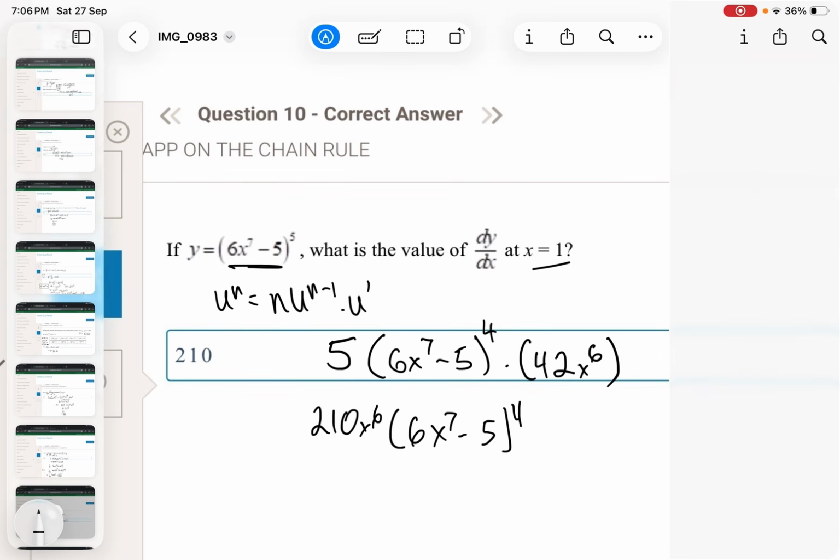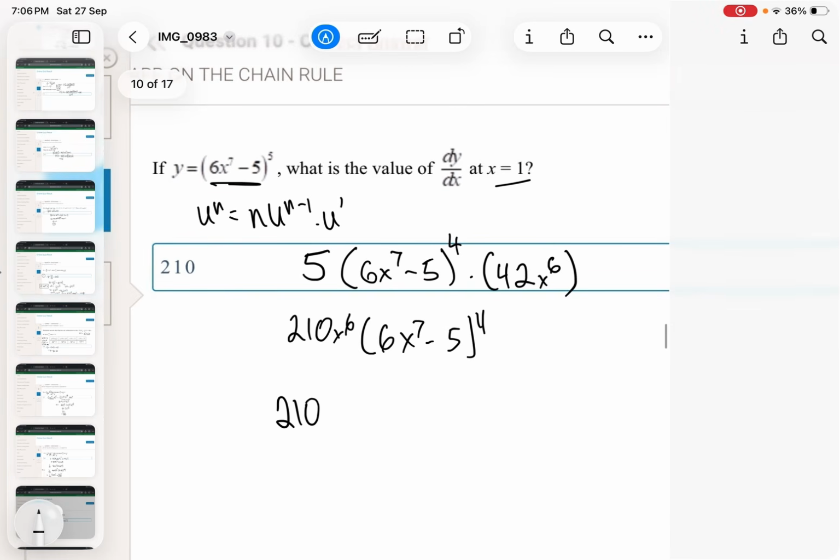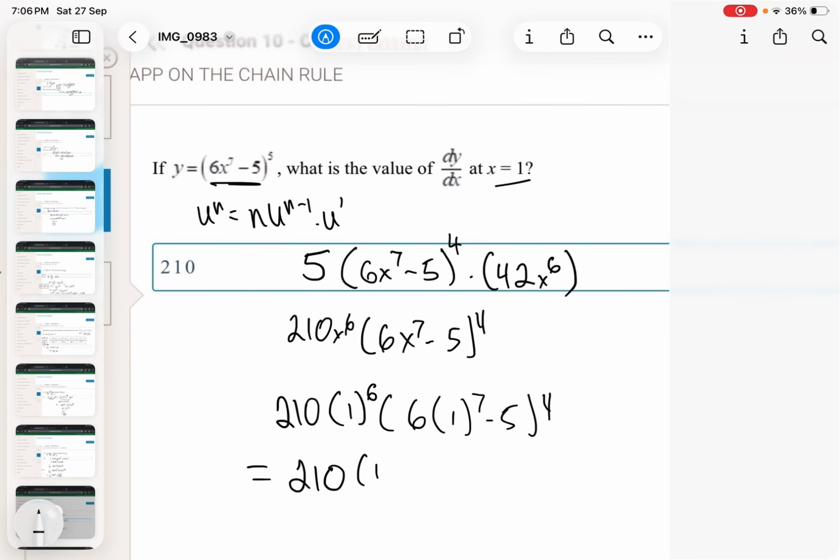They said x equals 1, replace x as 1, so it will be 210 times 1 to the power of 6 times (6 times 1 to the power of 7 minus 5) to the power of 4. You'll get 210 times 1 to the power of 4, which is equal to 210. Or just replace it all in the calculator and you get the answer.